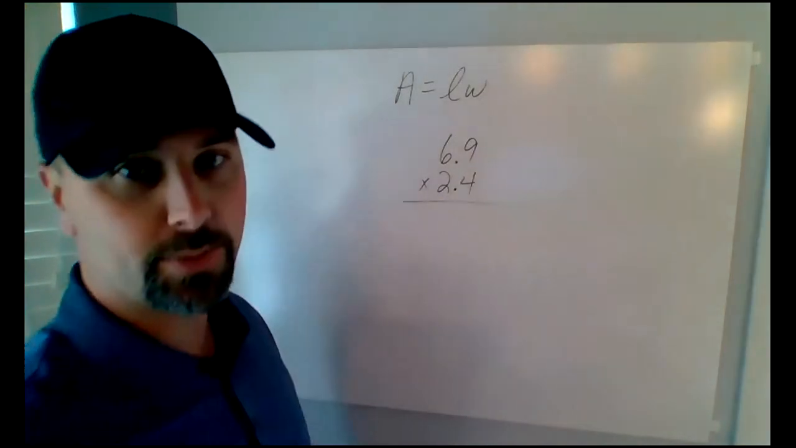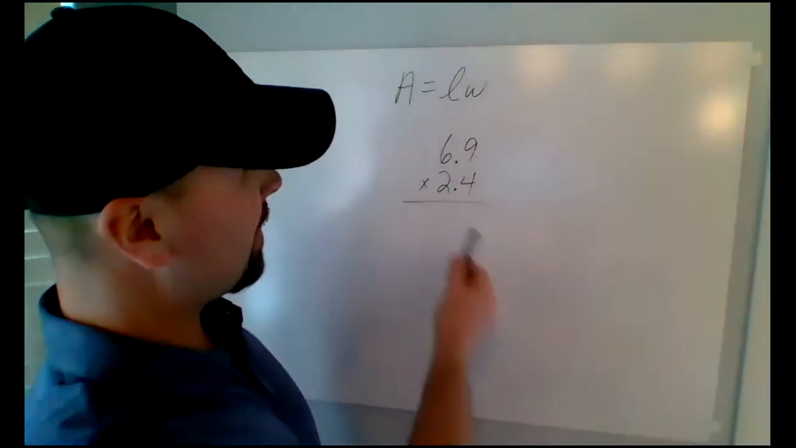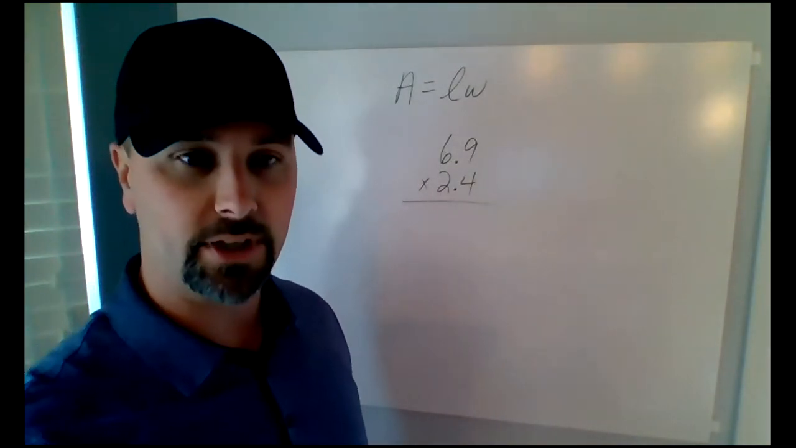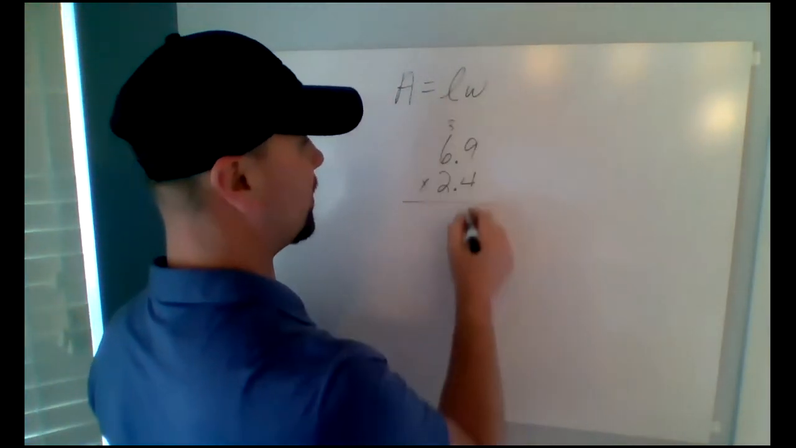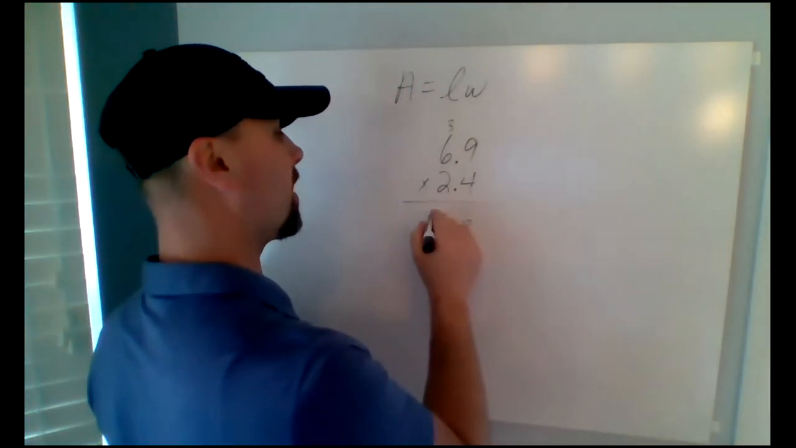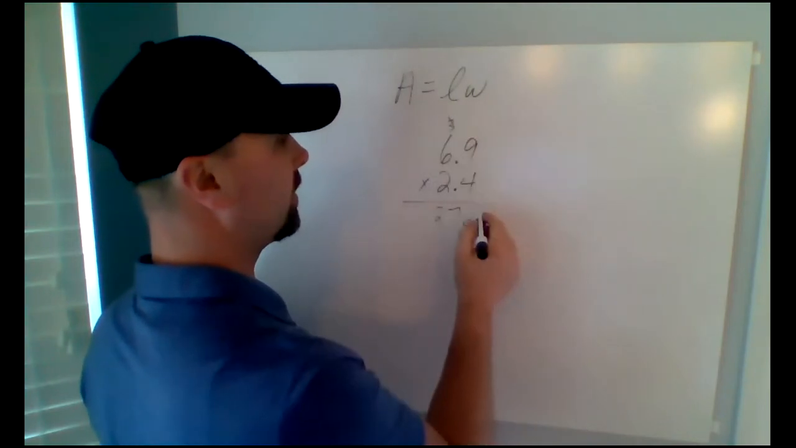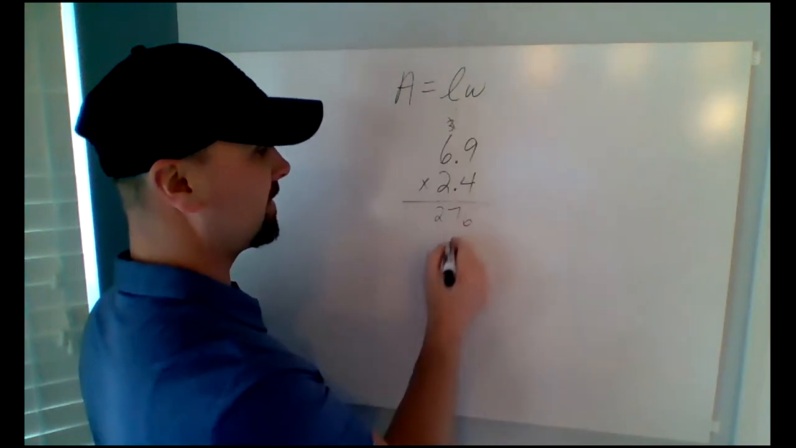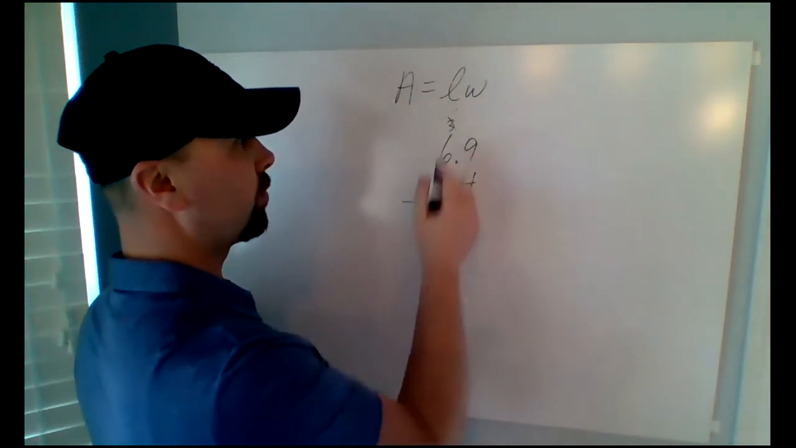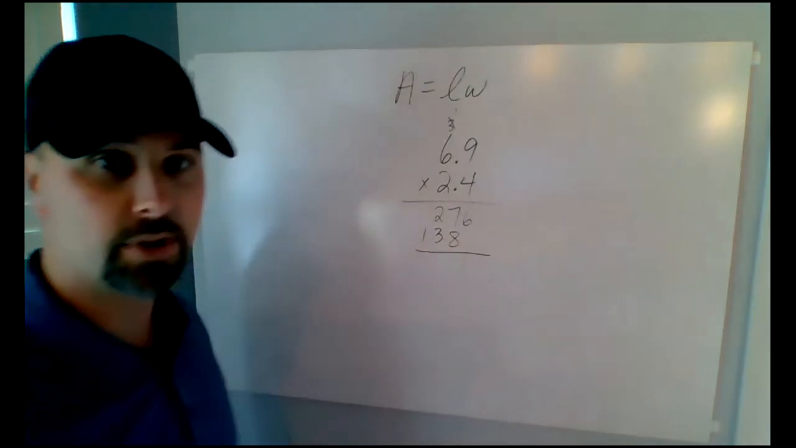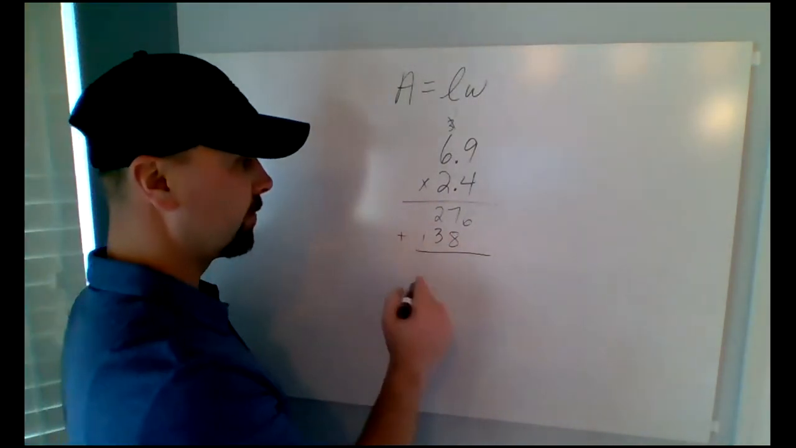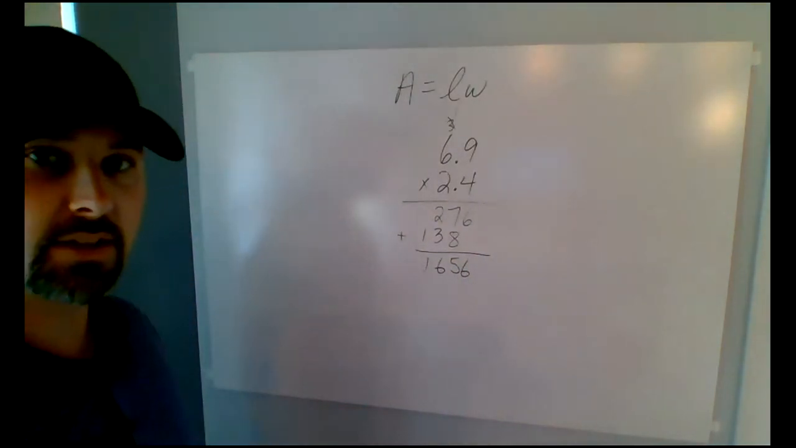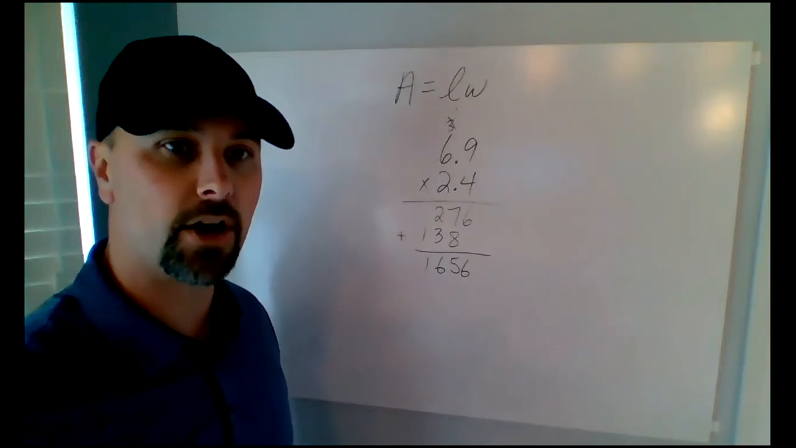Just a real quick review: when you're multiplying decimals, first off, you're just going to multiply this problem out like it's 69 times 24. You're going to worry about that decimal at the end, okay? So 9 times 4 is 36, 6 times 4 is 24, and 3 is 27. When you move over to the 2, you have to move over in your answer. 2 times 9 is 18. 2 times 6 is 12, plus 1 is 13. Okay, so 276, 138, and you get 1656.